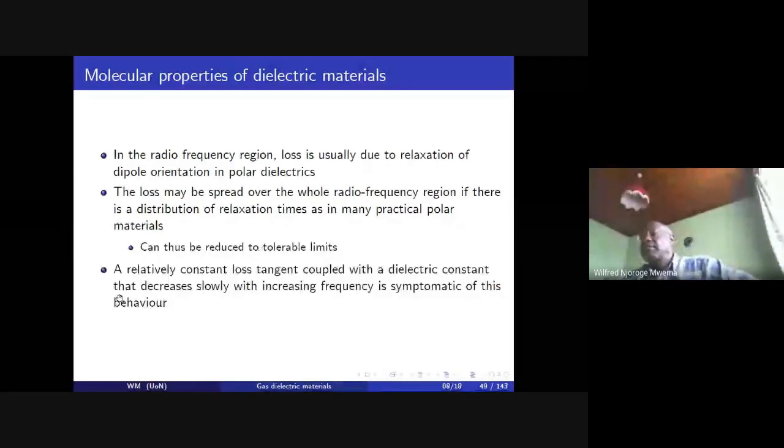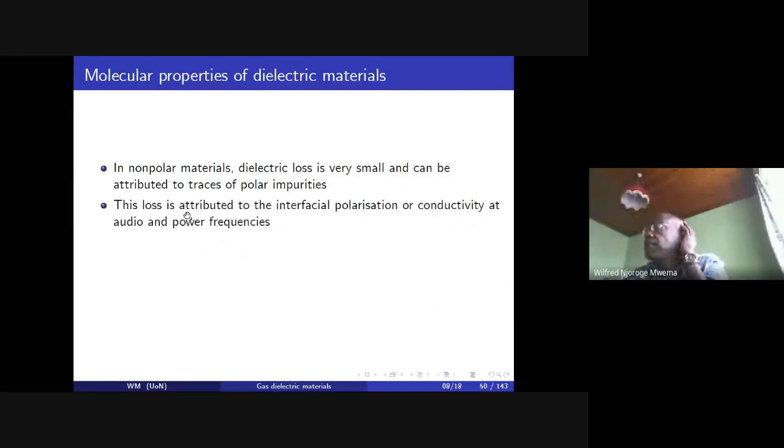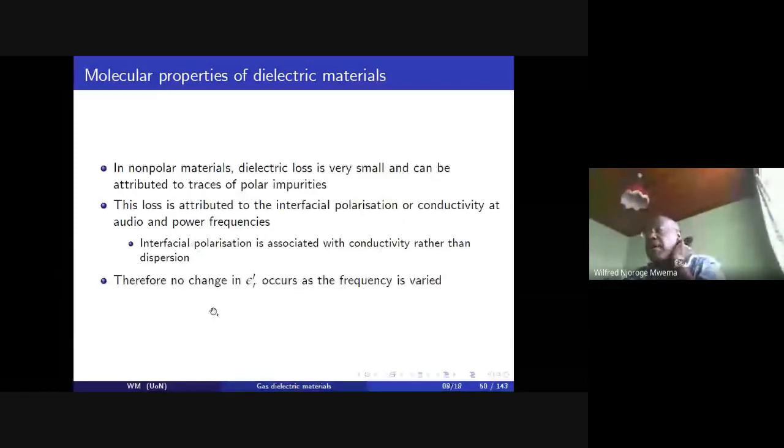So a relatively constant loss tangent coupled with a dielectric constant that decreases slowly with increasing frequency is symptomatic of such a behavior. So in non-polar materials, the electric loss is very small and can be attributed to traces of polar impurities or conductivity at audio and power frequencies. So interfacial polarization is associated with conductivity rather than dispersion, and therefore no change in epsilon r will occur as the frequency is varied.